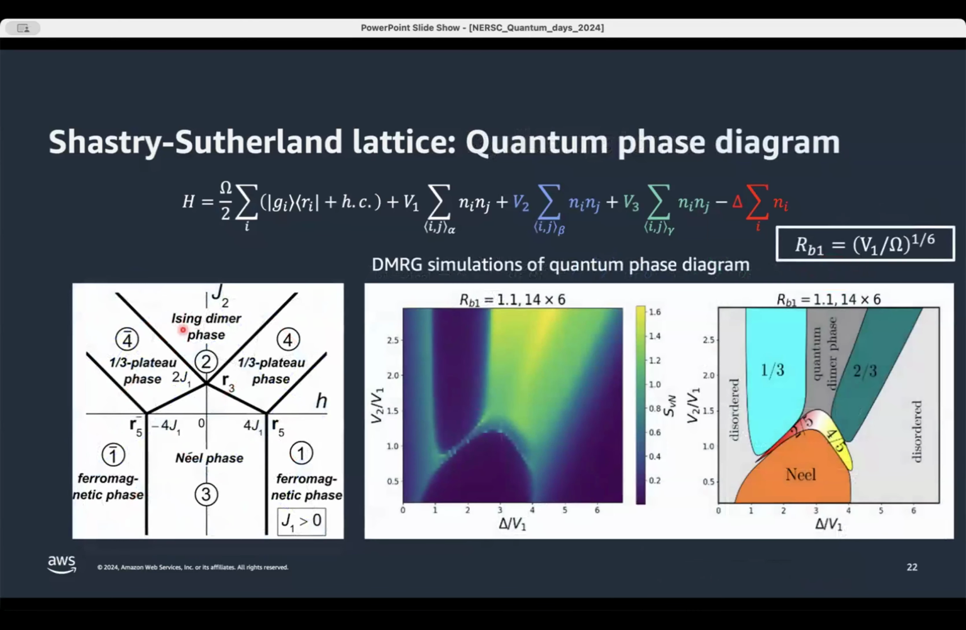Right, so here is the result that we want to highlight. We do a DMRG simulation for this model with omega non-zero. Because we have one more parameter here, we have a third parameter to explore, which we call RB1. That is the ratio between the nearest neighbor interaction and omega to the power 1/6. When this one is non-zero, we calculate the entanglement entropy, and we see that there are several phases here.